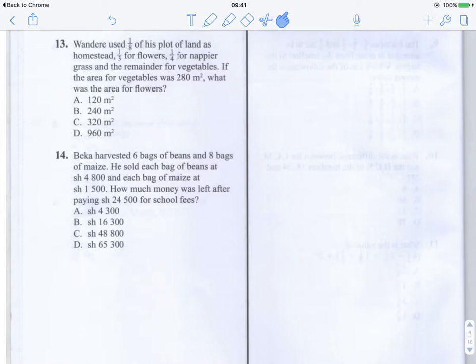This is question number 13 of the 2013 KCPE maths exam, and it says Wandera used an eighth of his plot of land as homestead, a third for flowers, a quarter for Napier grass, and the remainder for vegetables. If the area for vegetables was 280 meters squared, what was the area for flowers?